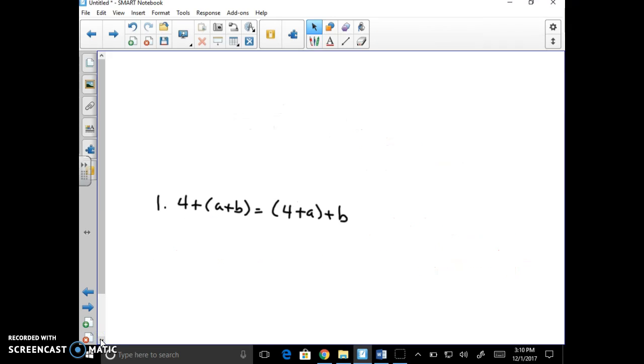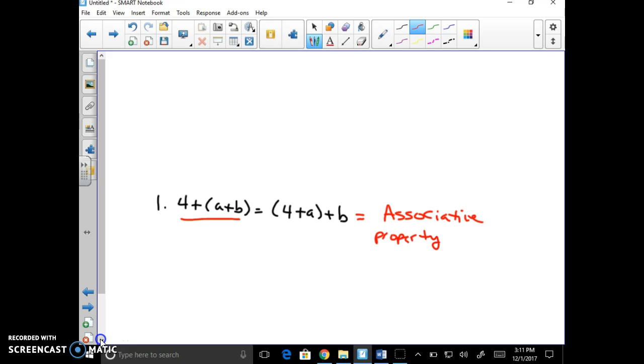Alright, so we're on the bottom where it says name that property. And the first problem says 4 plus (a plus b) equals (4 plus a) plus b. Well, I notice these are in the same order. We have a 4, an a, and a b; a 4, an a, and a b. So it's in the same order. So it didn't switch or commute or move, as we say with commutative property. The only thing we did was move the parentheses. So this one's called associative property. And they're using addition, so addition.